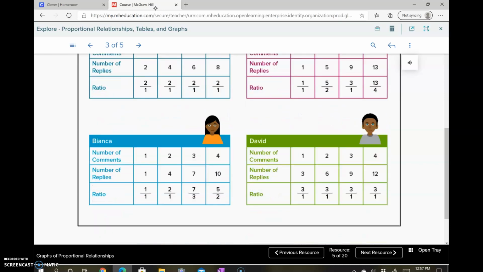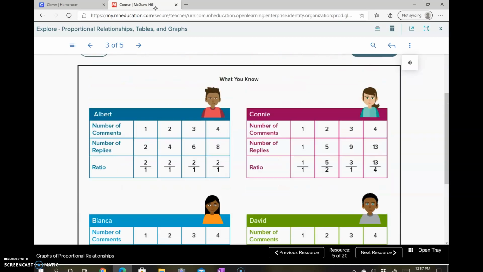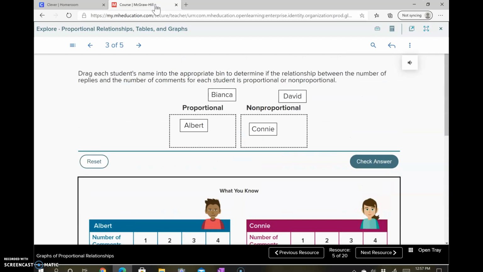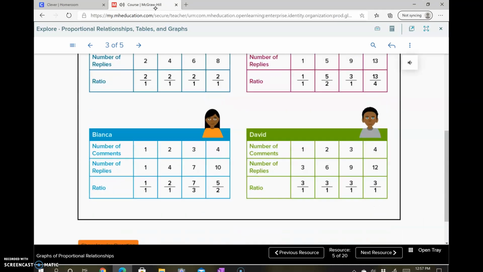David would be proportional because his are all the same. They are all equal. So we said Bianca is non-proportional and David is proportional. All right, so we got that.